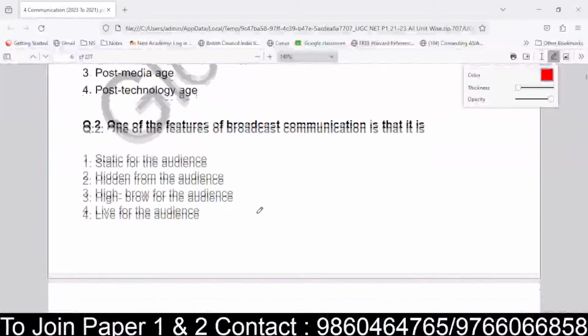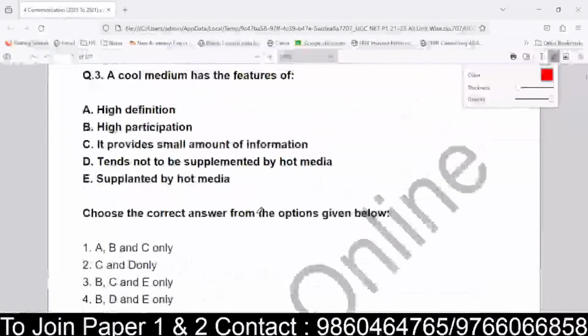Now, coming to the next question, which is on the topic of cool medium. Just now we did hot medium. They have given you the features of cool medium: high definition, high participation, involves a small amount of information, tends not to be supplemented by hot media. You have the options in front of you. I'll give you some time to think and come to the answer.